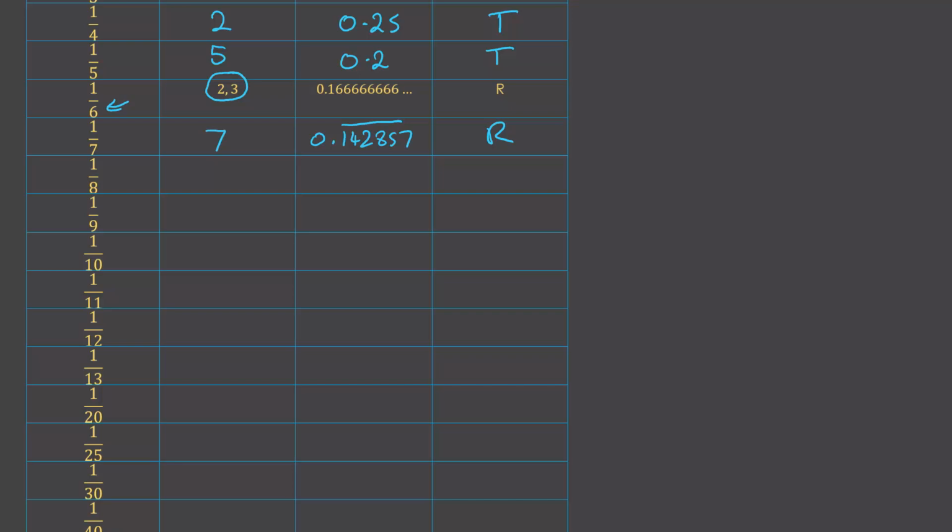1/8, well, 8 is 2 times 2 times 2, so the prime factor in the denominator there is 2. The decimal representation is 0.125, and so it terminates. 1/9, 9 is 3 times 3, so the prime factor in the denominator is 3. And we know that that one is 0.1 recurring, which is, of course, recurring. If we look at 10, 10 is 2 times 5, so the primes there are 2 and 5. That's just 0.1, which terminates.